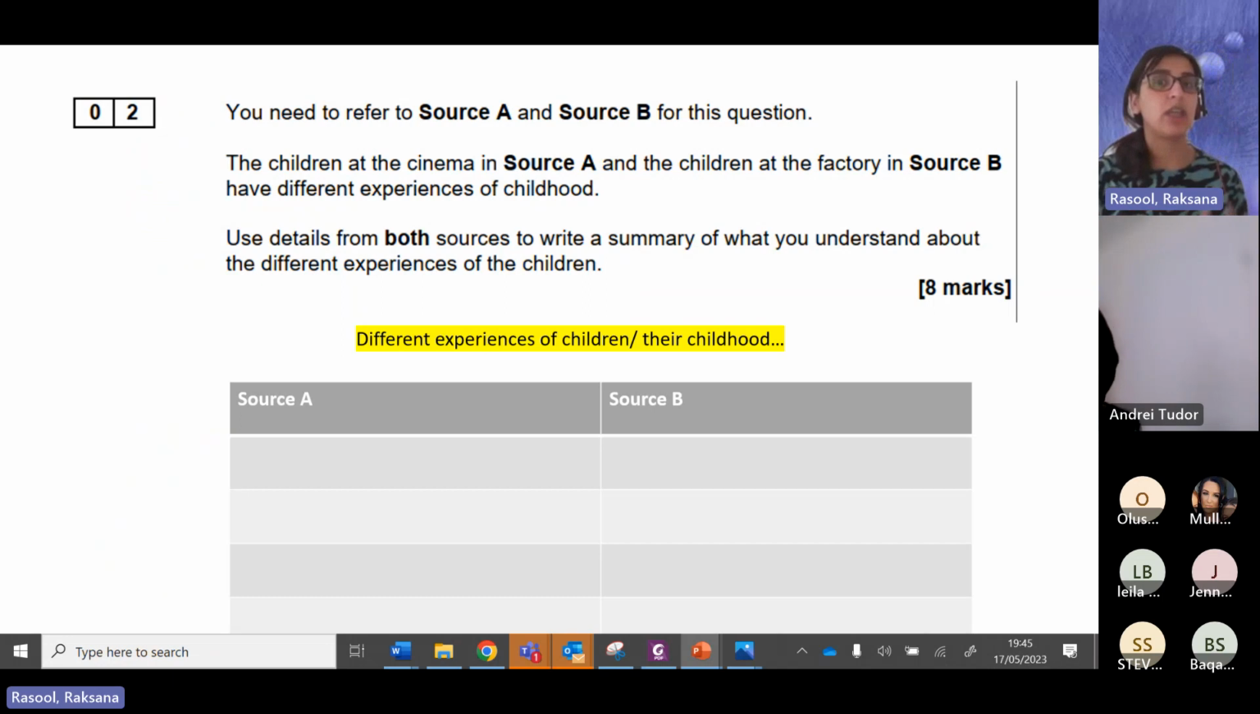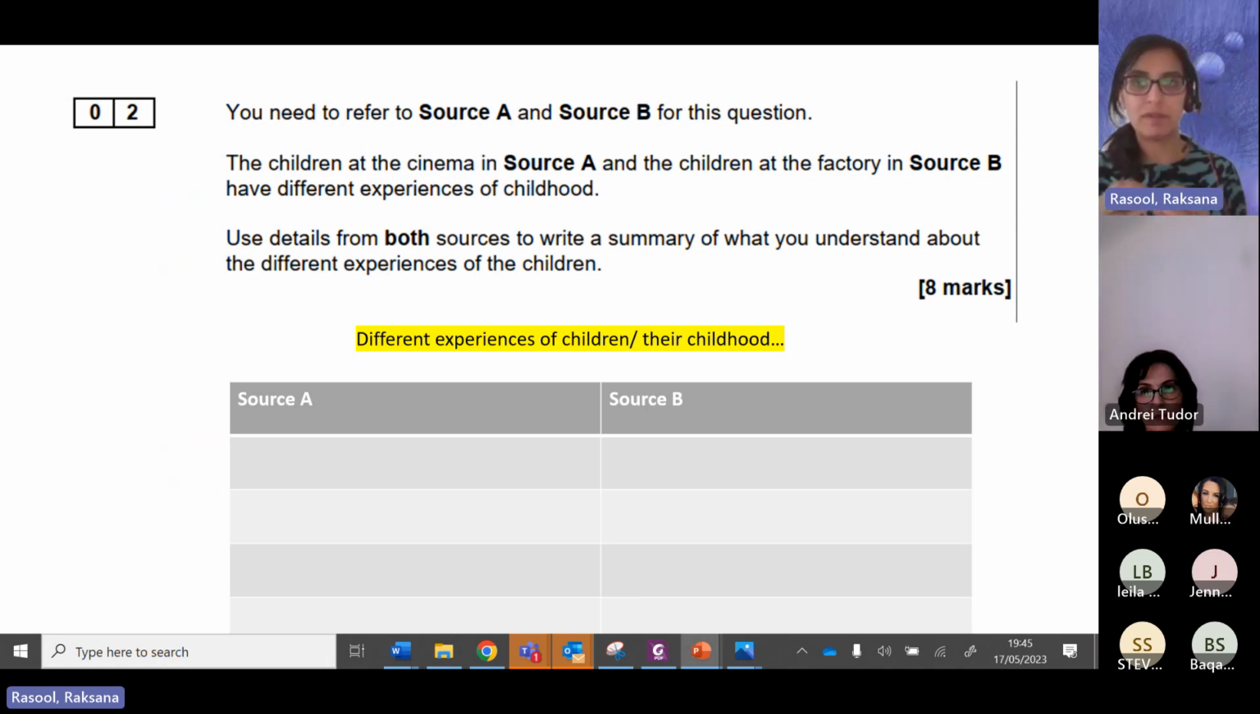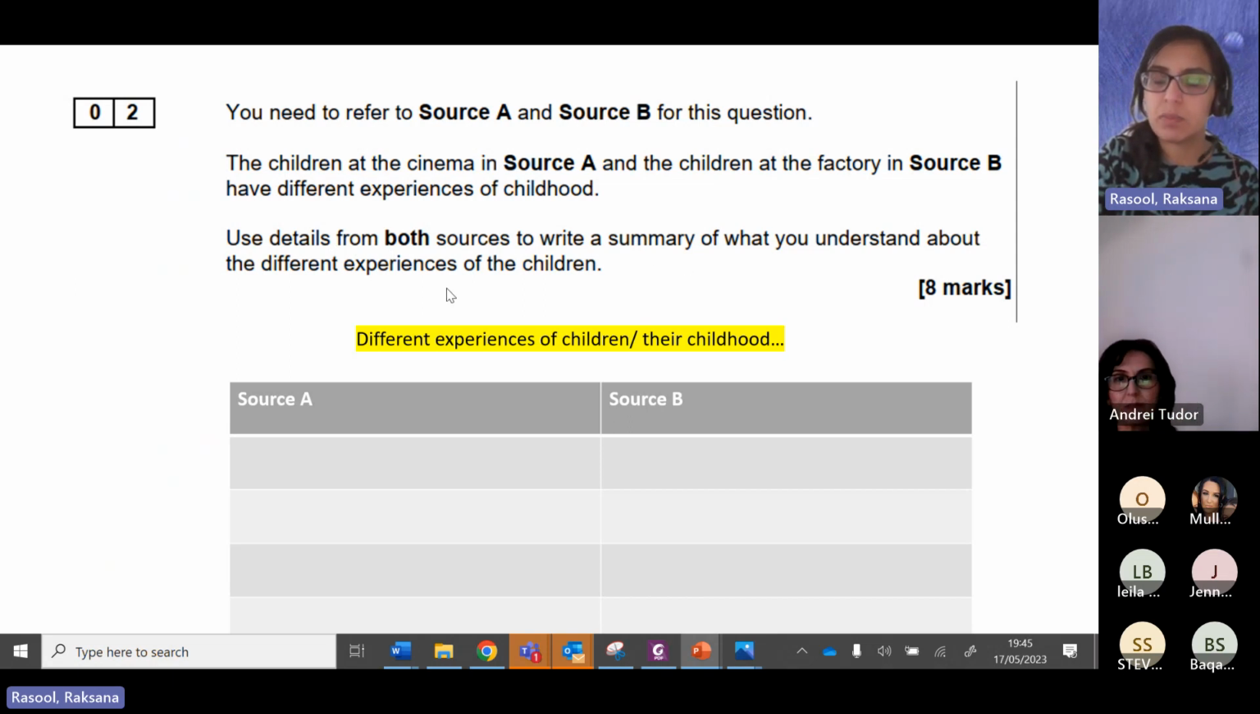So going back to question 2, because question 2 and question 4 are on both. You now need to refer to source A and source B for this question. The children at the cinema in source A and the children at the factory in source B have different experiences of childhood. Use details from both to write a summary of what you understand about the different experiences of the children. So how is the childhood of the children in source A different to the children in source B?